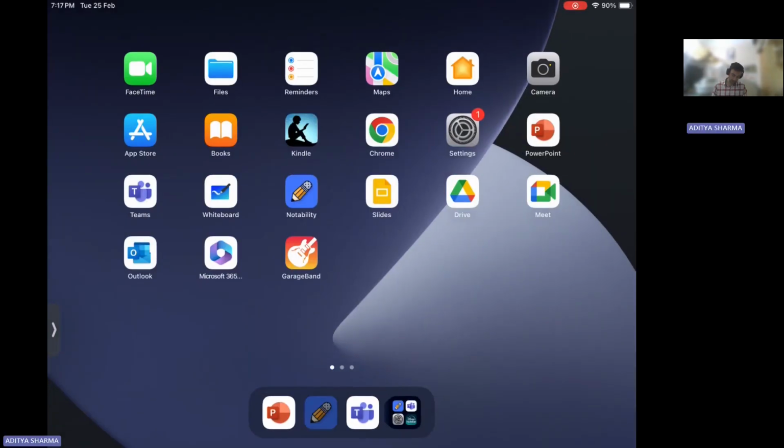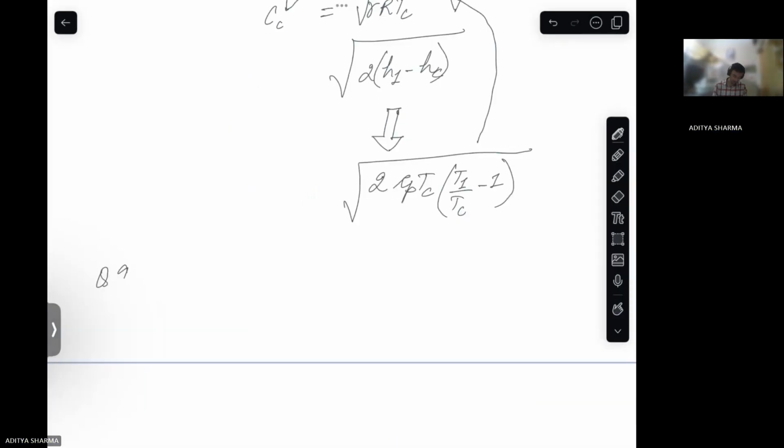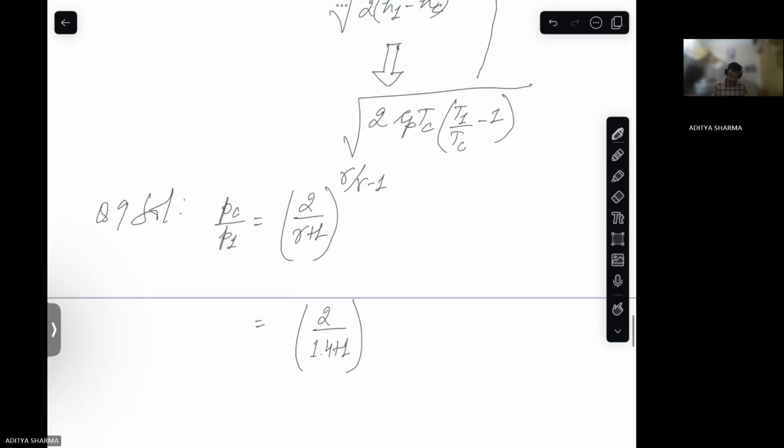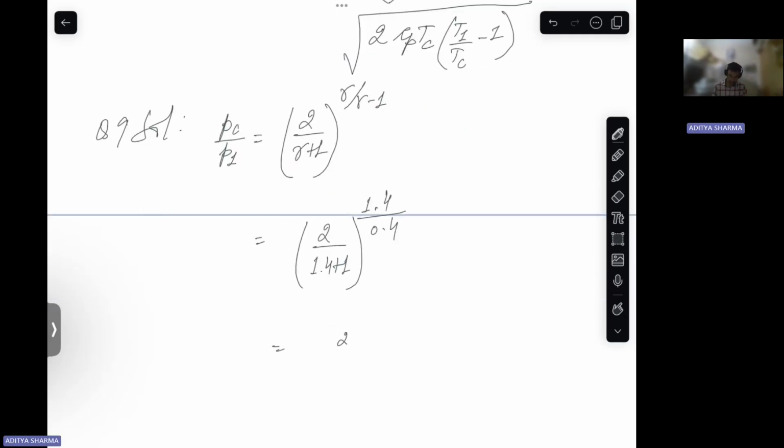So let's see question number 9. PC by P1 is 2 by gamma plus 1 raised to the power gamma by gamma minus 1. That is 2 by 1.4 plus 1 raised to power 1.4 divided by 0.4. That is 2 by 2.8 raised to power 1.4 divided by 0.4. So work this out.